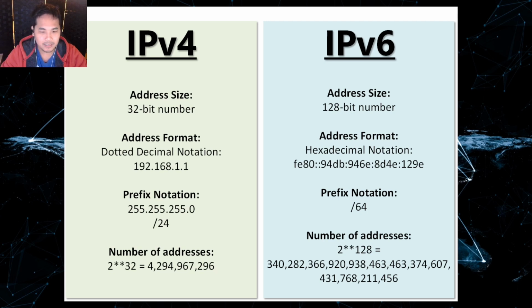IPv6 also bakes in security. IPsec is mandatory, not optional. Auto configuration lets devices assign themselves addresses without needing DHCP, though DHCPv6 still exists. The transition is slow but ongoing. Every modern operating system and device supports both. As a network professional, you need to understand both.